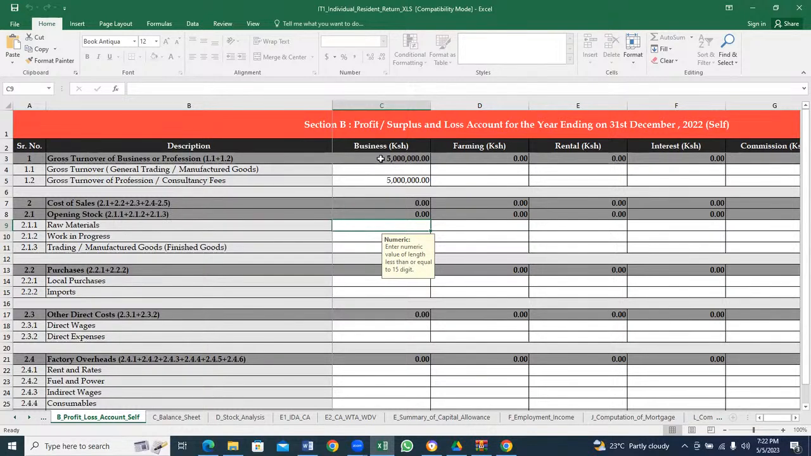So huyu mtu biashara yake ni kufanya consultancy. Consultancy falls under business. So the total income alipata ni 5 million. So it is this 5 million that we want to claim expenses against.